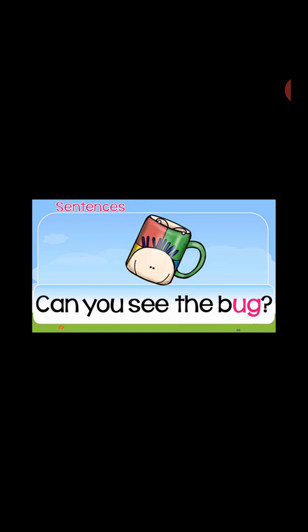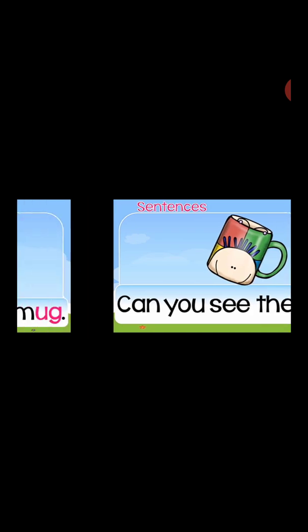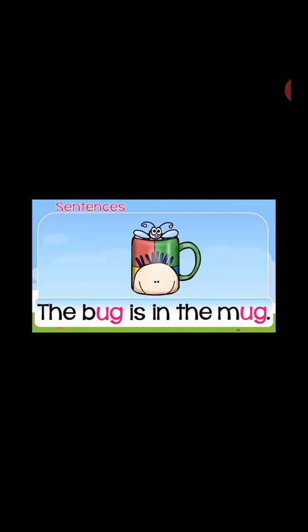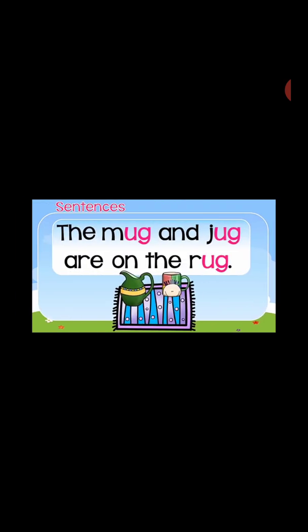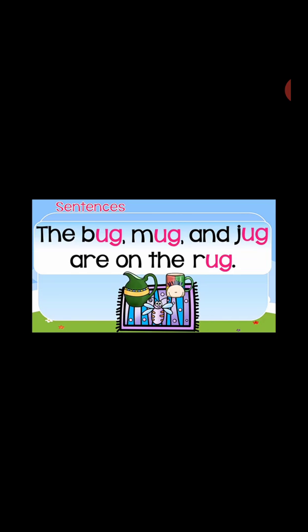Now students, recite a story. Can you see the bug? The bug is in the mug. The jug is on the rug. The mug and jug are on the rug. The bug, mug and jug are on the rug.